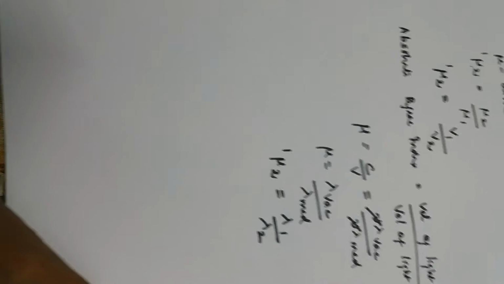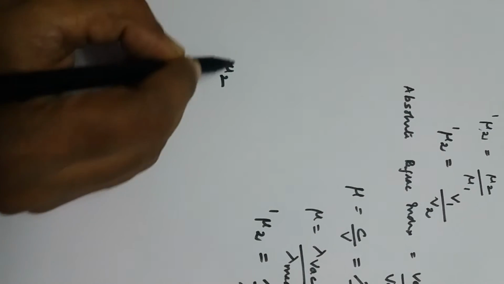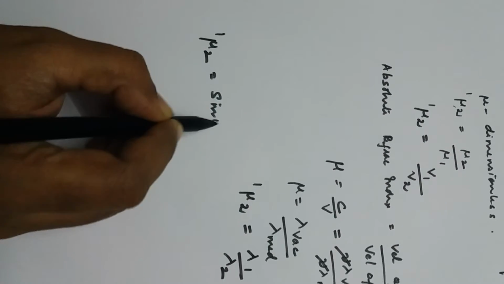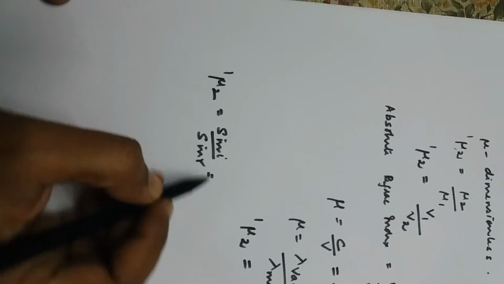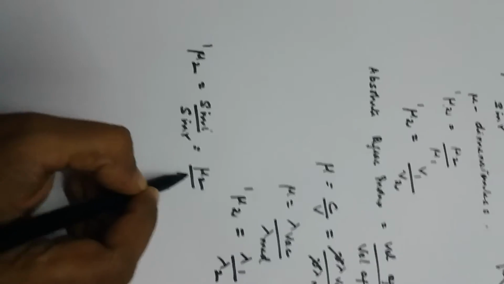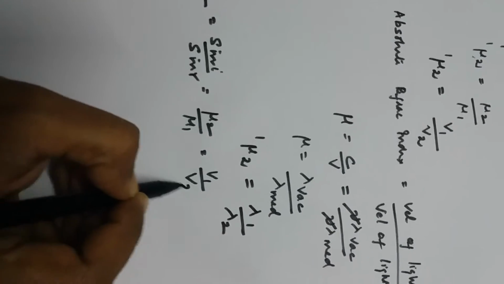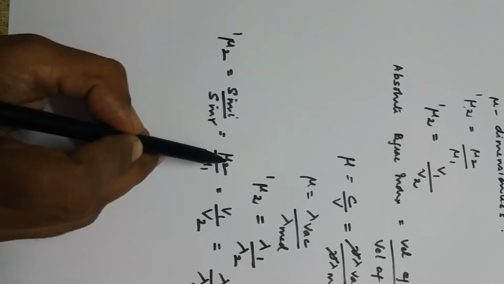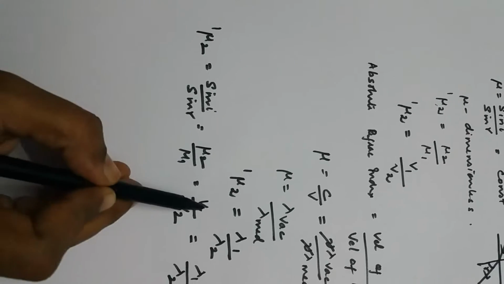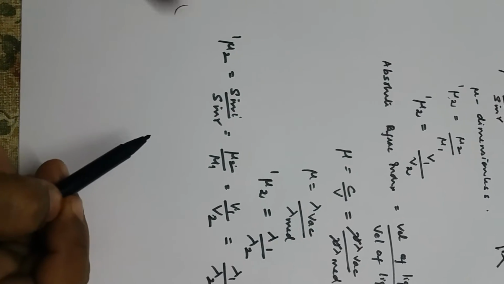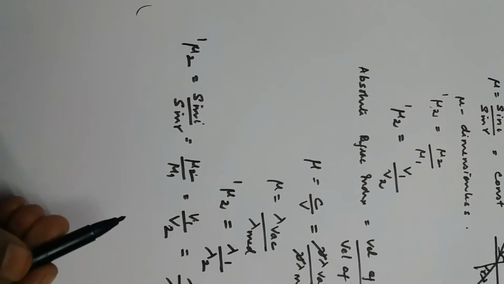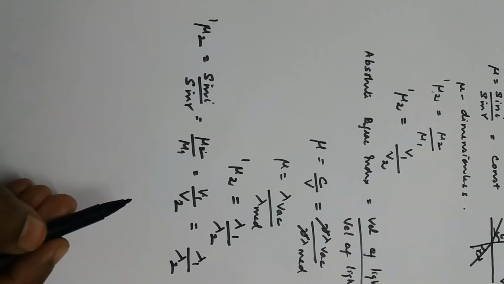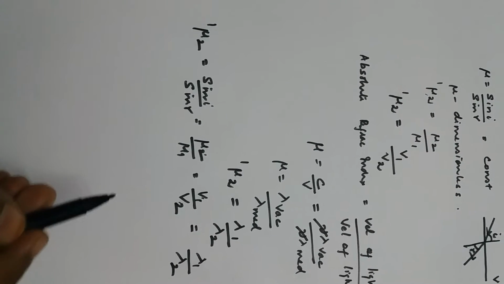So now we are able to set a set of formulas for the refractive index. The refractive index of the second medium with respect to the first is sin I by sin R. It is mu2 by mu1. It is v1 by v2. It is lambda 1 by lambda 2. You can see that the refractive index is inversely proportional to the velocities. So this idea of refractive index helps us to solve numericals as well as gives you an idea whether light would bend towards the normal or away from the normal, provided we know two cases.